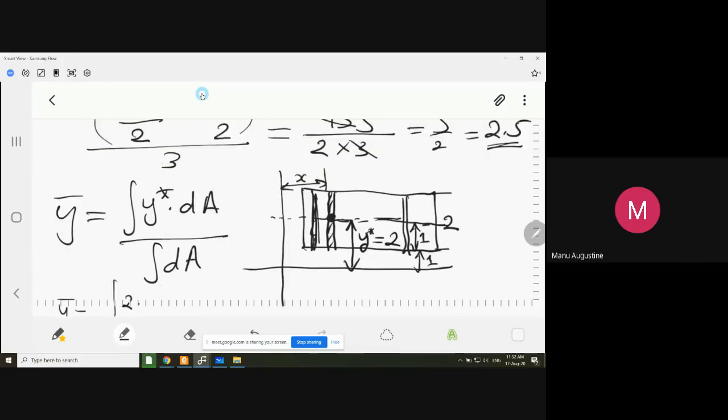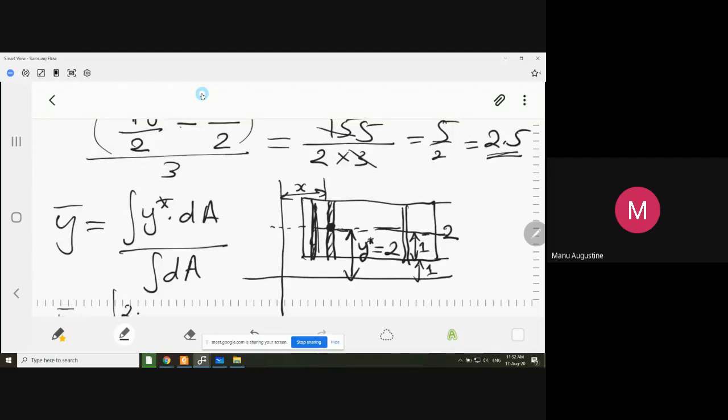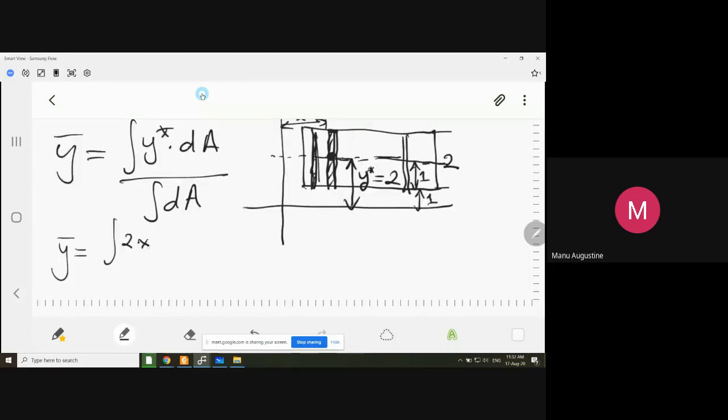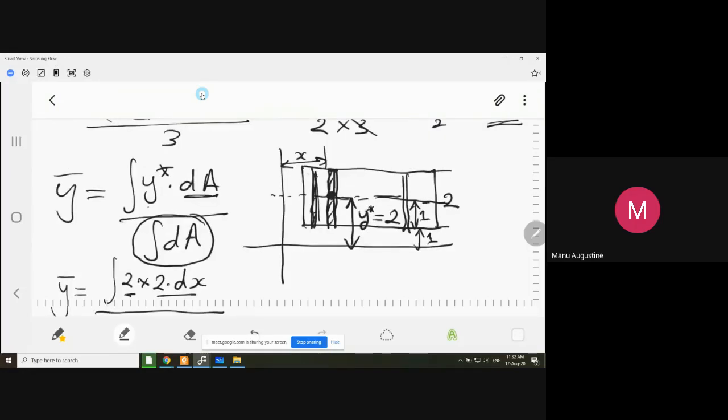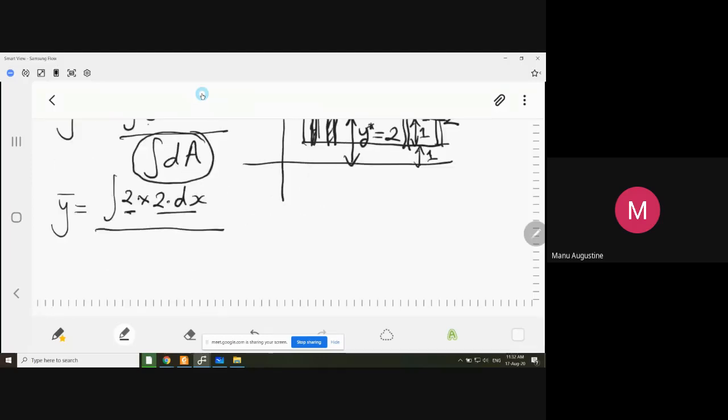What is the value of dA? It is dx multiplied by 2. So it is 2 dx. dA was 2 dx, y star was 2. Now this whole divided by the total area of the rectangle, and that is 3 multiplied by 2, that is 6. So eventually I get my y bar as integral 4 dx divided by 6.